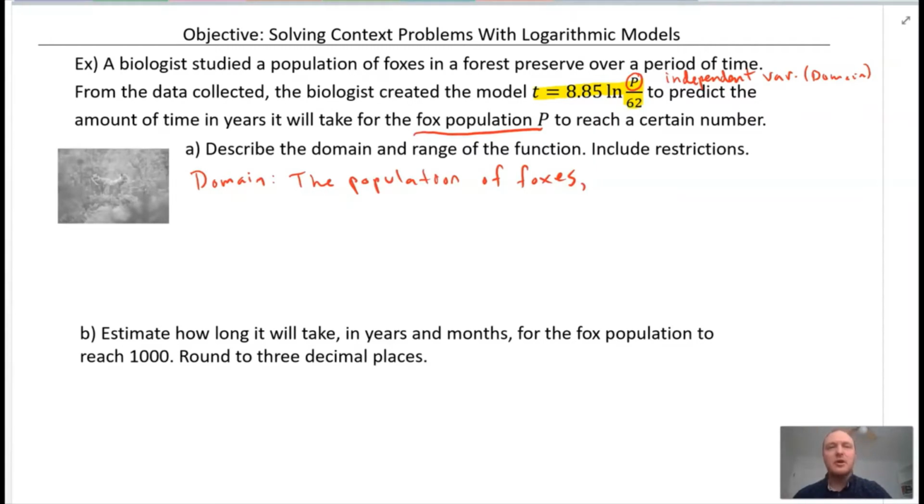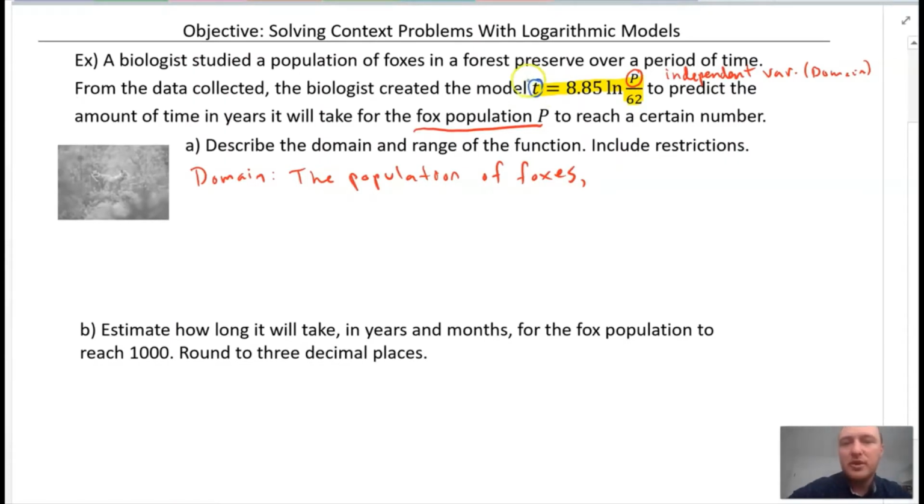I want to go back to our context and talk about the range. So in our model here, t is our output. This is our dependent variable. That means that this is going to be our range. This is our output. And what does t stand for? Well, this is used to predict the amount of time in years. So our range is time in years.